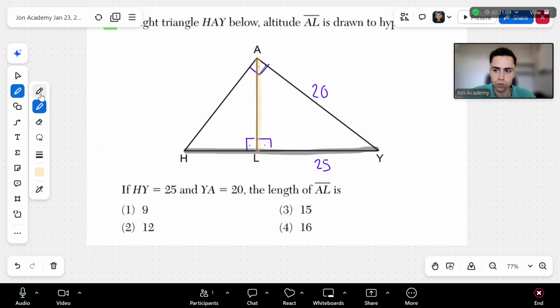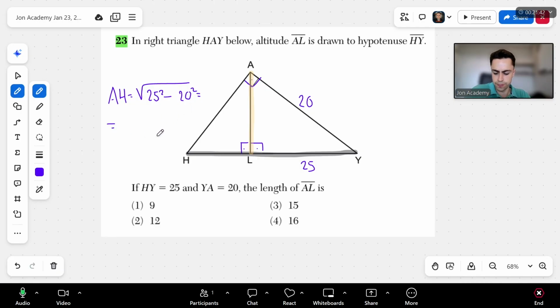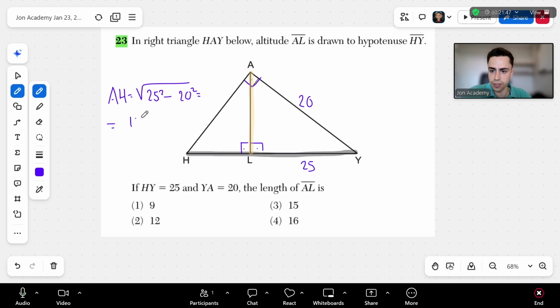So what could we do? Out of the big triangle, we have two of the sides. We have the lower one and this other one. So we could find AH first. AH equals the square root of 25, which is the hypotenuse squared, minus 20 squared. And this equals, if we do it on the calculator, what are we getting here? Just 15. Okay, so that one is 15.